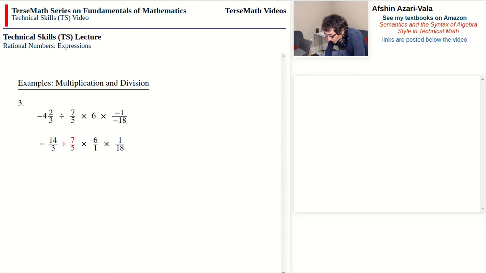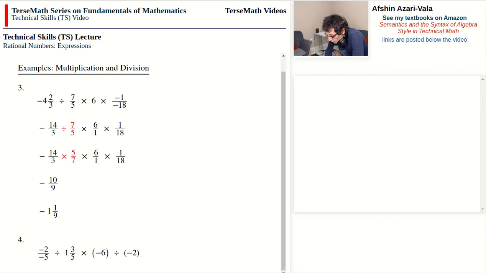Okay, so now division by 7/5 becomes multiplication by 5/7. Now we have chain multiplication, and we reduce what we can. And now I leave that to you to check the reduction if you like, but in the end you'll end up with -10/9, which is -1 and 1/9.